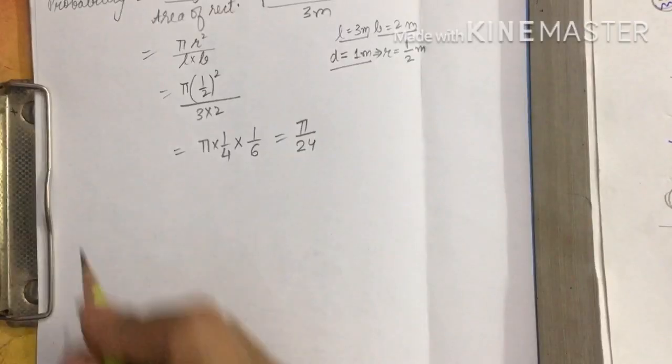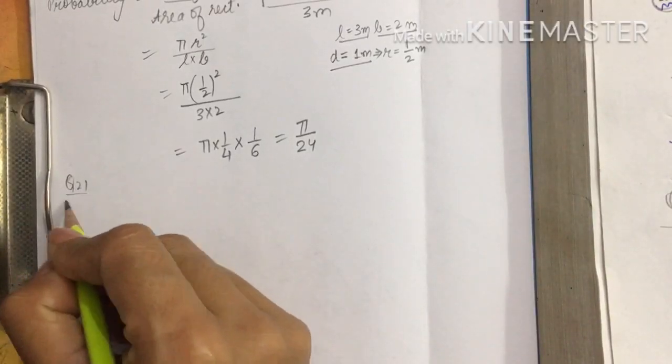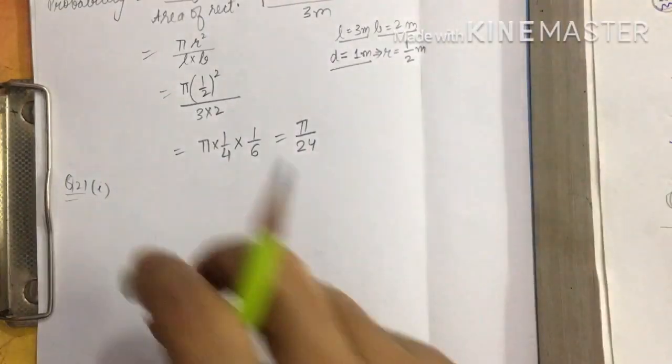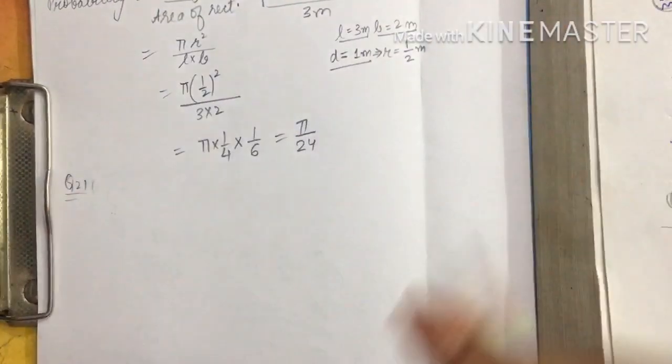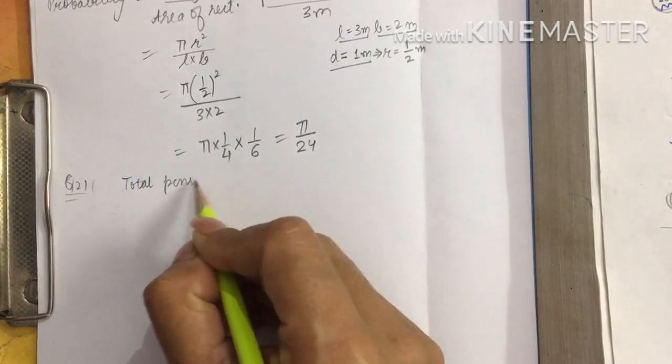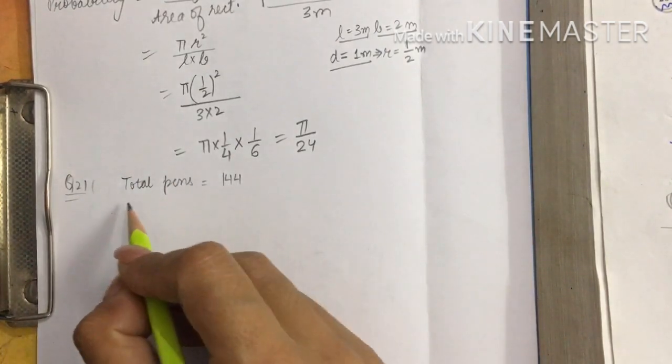Let's write down. Question number 21st. You can write down first of all the statement. So total pens, it's 144.